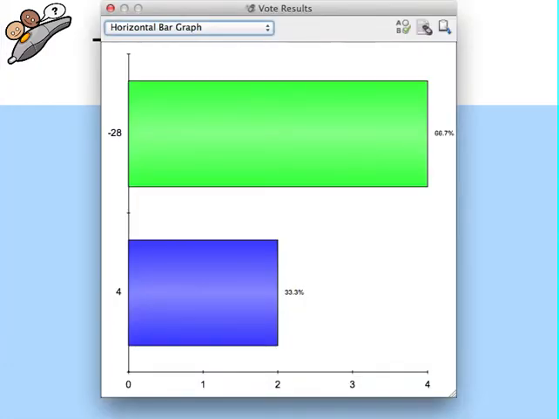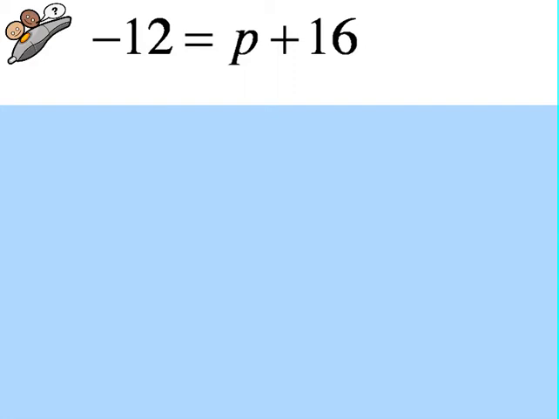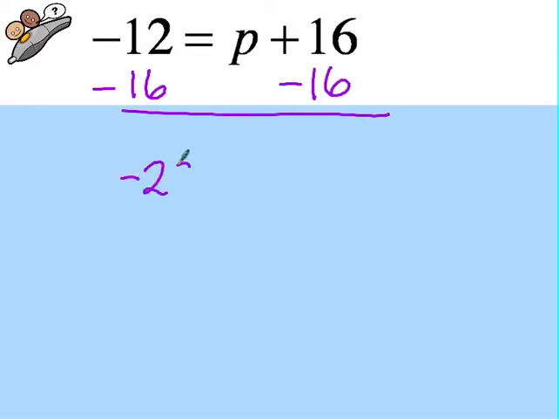Good. So where the negative 28 comes from is that in order to solve this, we need to subtract 16 from both sides. So then you have negative 12 and negative 16, which is negative 28. That's just a problem we did last chapter. So this is nothing new. You're just adding and subtracting positive and negative numbers.